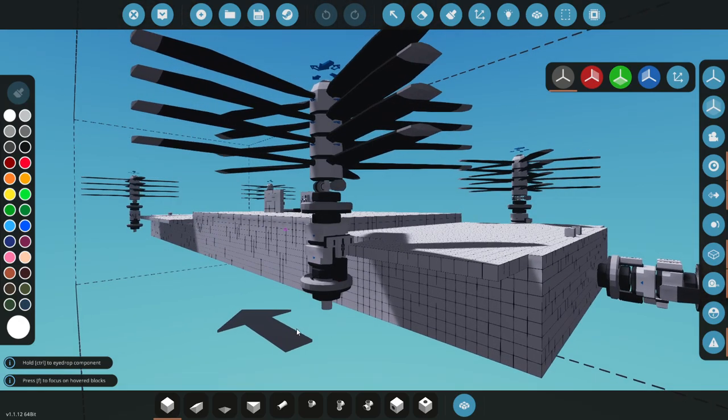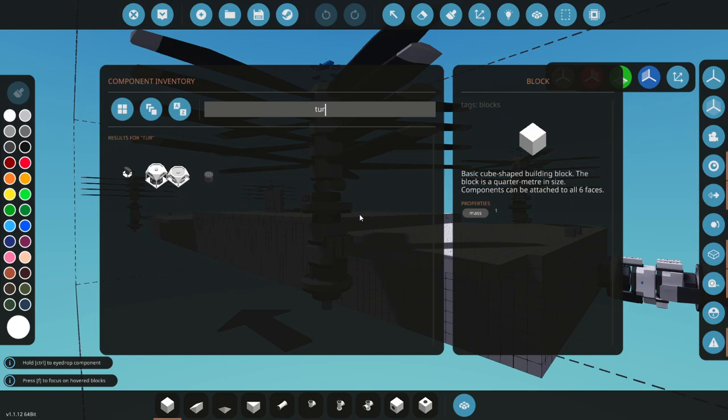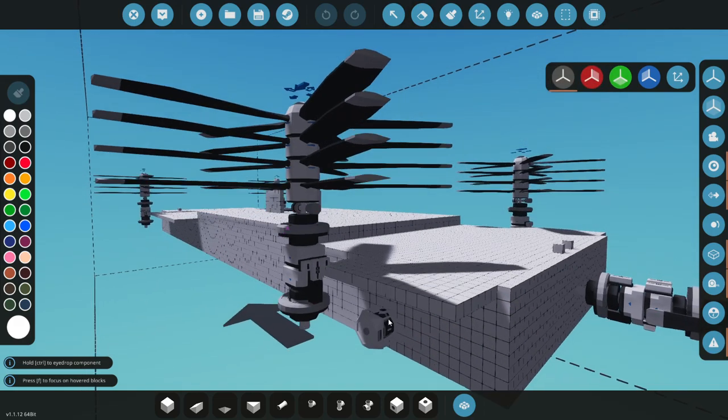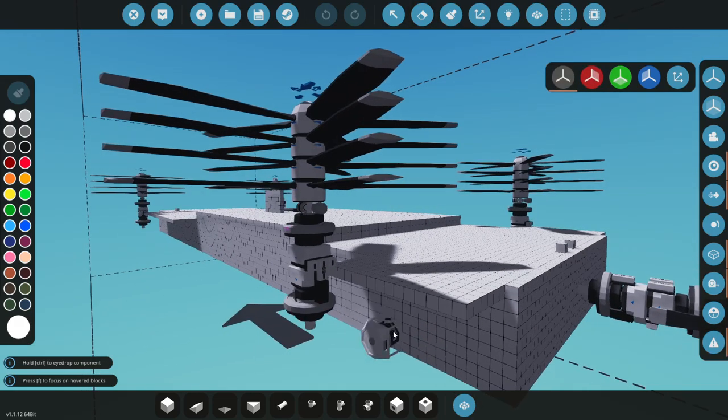If you're going to get this through normal means, I recommend jet engines, because the medium jet engine turbine, this one here, outputs mechanical torque. So you can just use that to spin up your engines. And also the jet engines run at roughly the right rotations per second. So double win, you don't even need a gearbox.